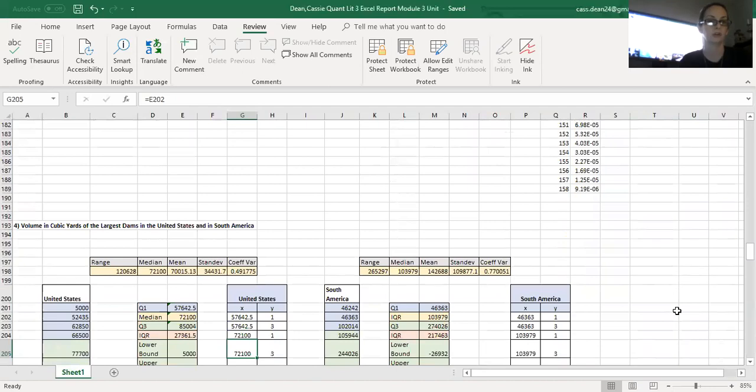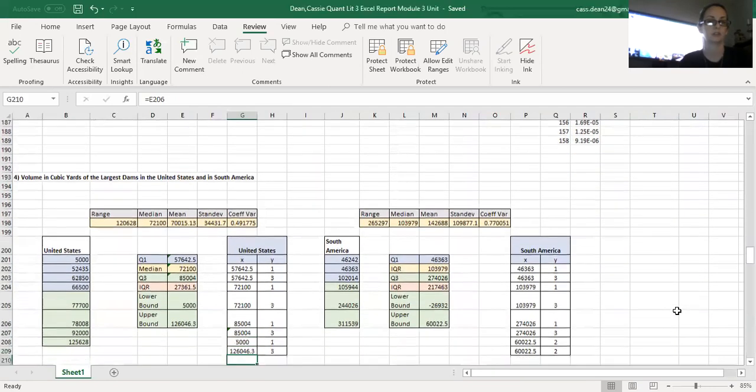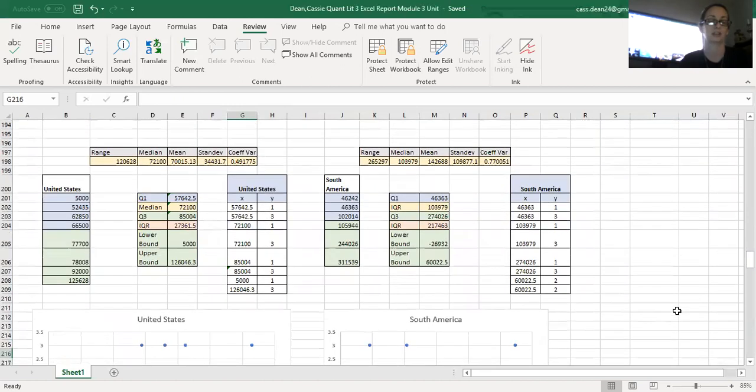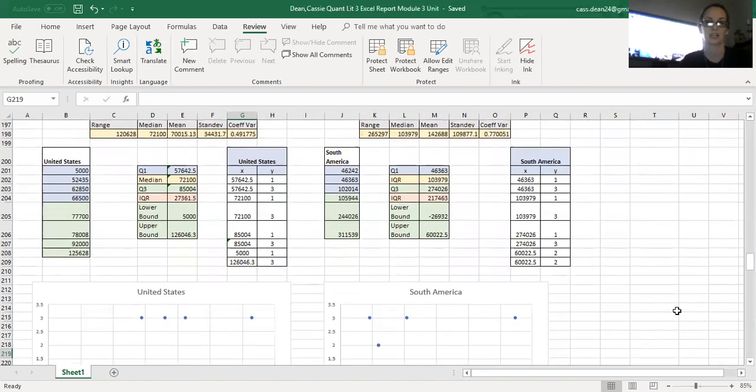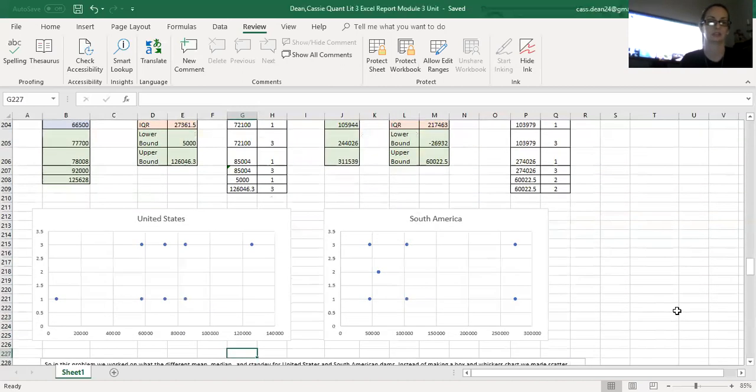Number 4, the cubic yards of the largest dams in South America and the United States. This one, I noticed right off that you had a number different, and I wanted to text you so bad, but you noticed it, and I'm so proud. And I'm not saying it, it's just one of those things. I'm OCD about stuff too. And I fixed it. I put all my stuff in. I did everything. Made my little charts.